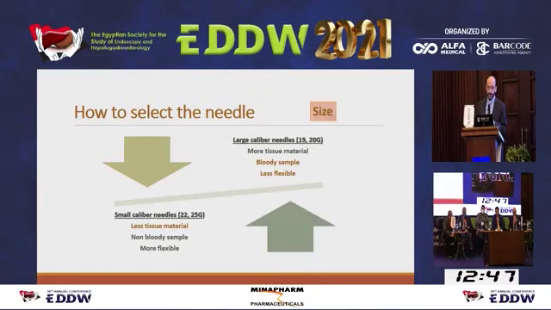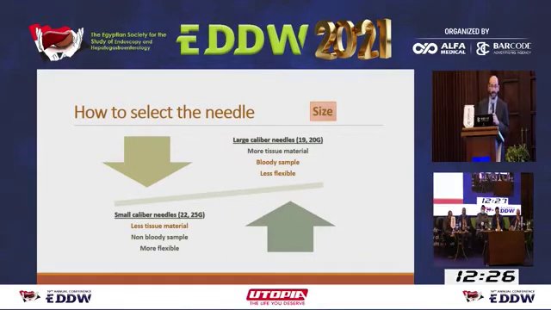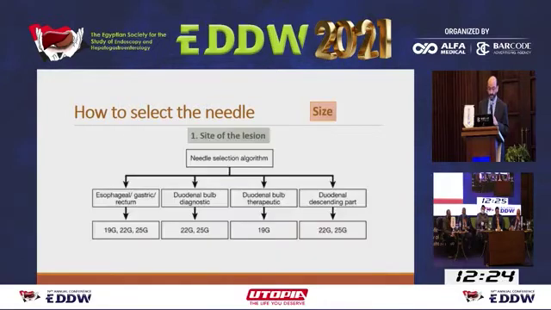How to select the needle? Selection of the needle is very important. Each needle has advantages and disadvantages. We don't have a classic needle to select in all cases. Large caliber needles like 19 and 20G give more tissue material, but they give more bloody samples and are less flexible to manipulate. Unlike the small needles like 22 and 25, we have less tissue material, but non-bloody samples and more flexible needles. So to select, we have many important items.